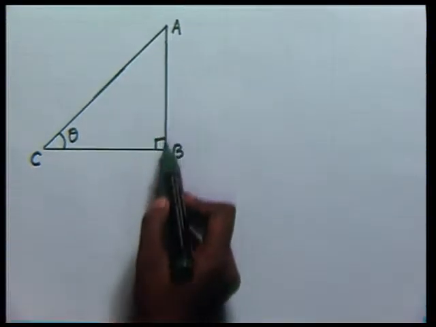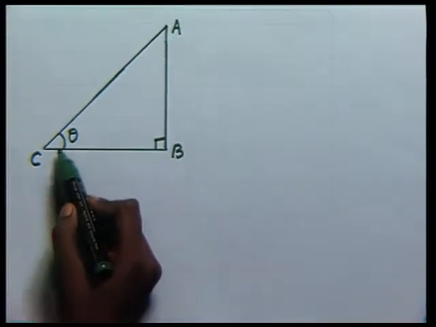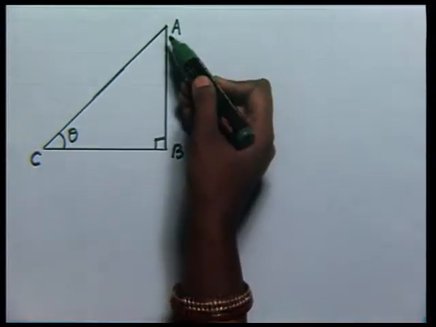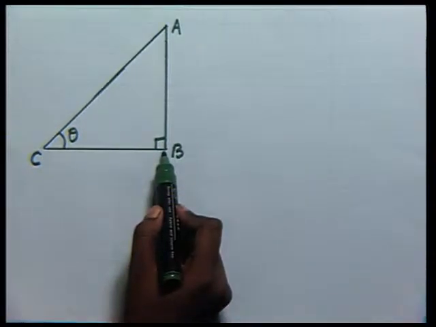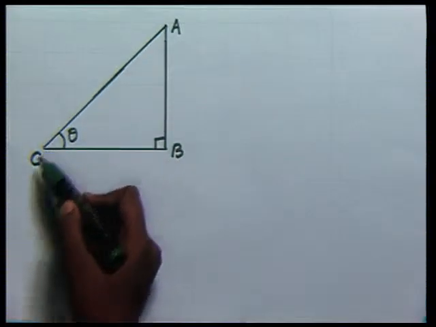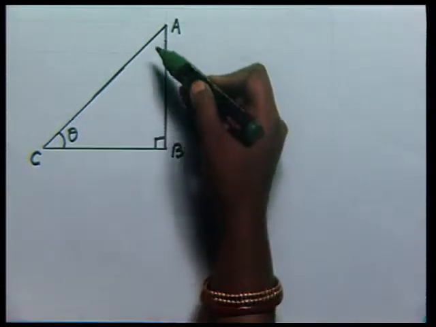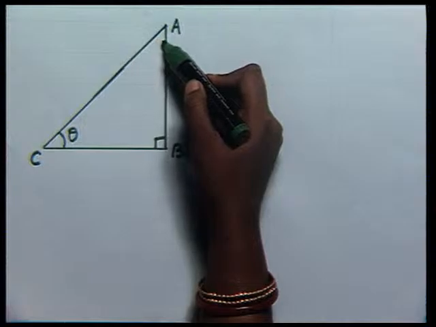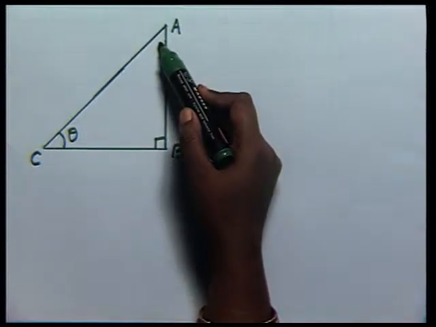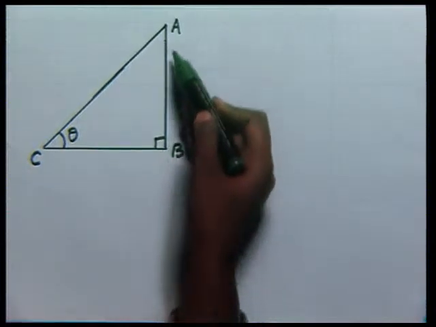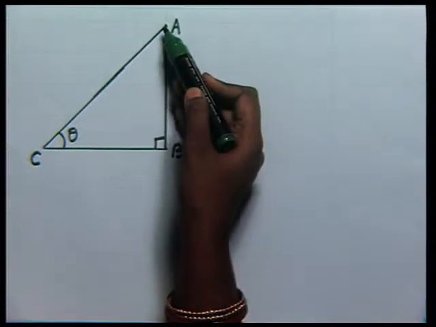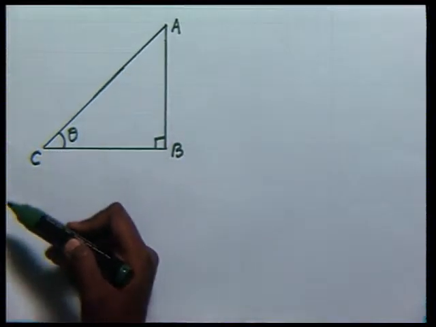This is a right angle triangle, right angled at B. This is the angle of reference, we call it theta. Then the side AB is called the perpendicular, the side BC is called the base, and the side AC is called the hypotenuse. But in case we take angle A as the angle of reference or theta, then in that case side BC becomes the perpendicular, side AB becomes the base, and side AC becomes the hypotenuse.